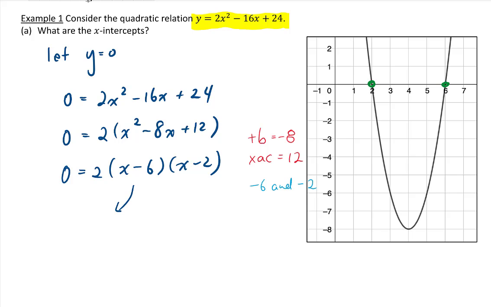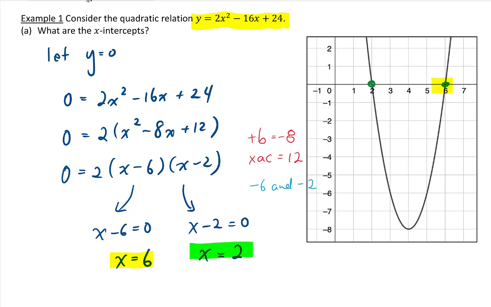And finally, we solve for where each of the factors equals 0. So we have x minus 6 equals 0. So therefore, one of our x values is 6. And we have x minus 2 equals 0. So our other x value is 2. And again, those match the graph where we had x equals 6 and x equals 2.